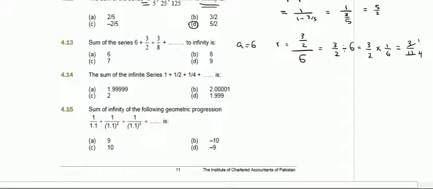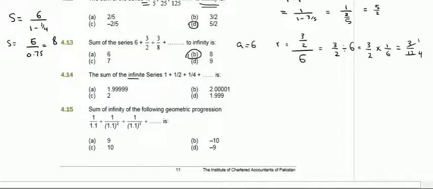Now our sum will be S equals A divided by 1 minus R, which will be S equals 6 divided by 1 minus 1 over 4. 1 over 4 is 0.25, 1 minus 0.25 is 0.75, and if you divide 6 by 0.75 it will be 8. So 4.13 is B.